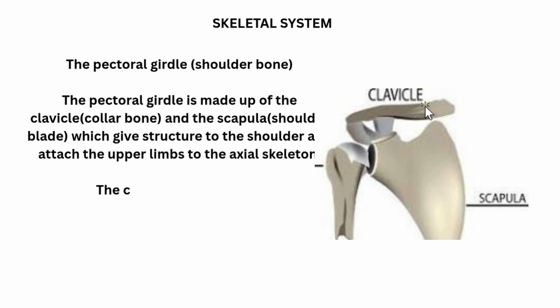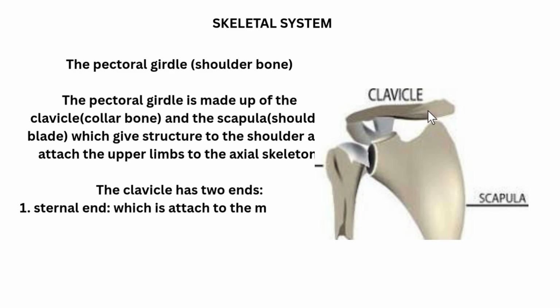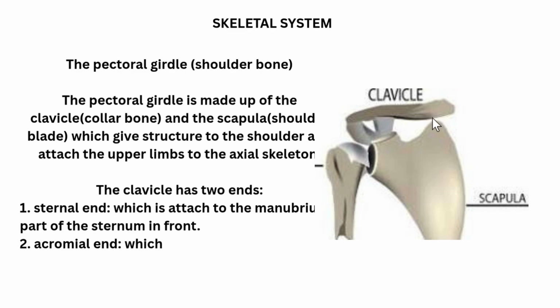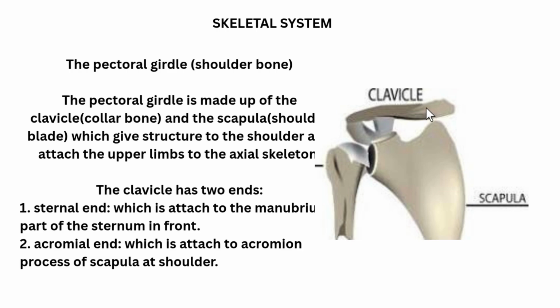The clavicle has two ends. One, sternal end, which is attached to the manubrium part of the sternum in front. Two, acromial end, which is attached to the acromion process of the scapula at the shoulder.